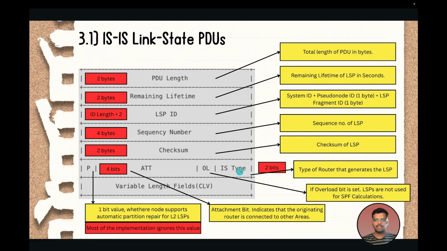Then we have the IS type. This is a 2 bit value, and it indicates the type of router that generates the LSP. So that's the entire link state PDU.